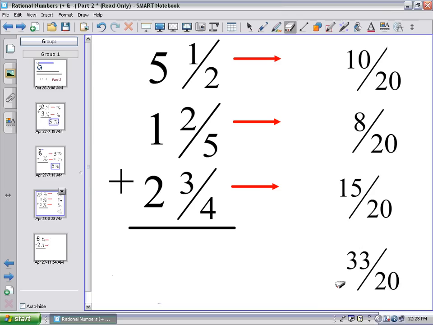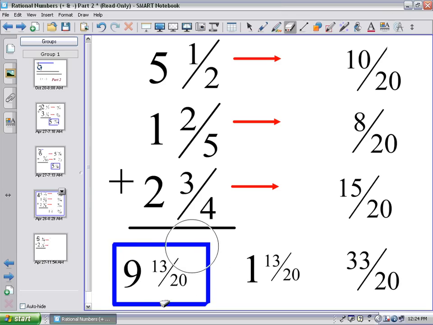Now remember, improper fractions are no good. We need to make these mixed values. 33 over 20 as a mixed value is 1 13/20. But that's not my answer because remember, in my original problem, I had whole values, 5, 1, and 2. So now I need to add up all my whole values. 5 plus 1 makes 6, 6 plus 2 makes 8, and last but not least, I need to add 1 to that. And my final answer to this problem is 9 13/20.